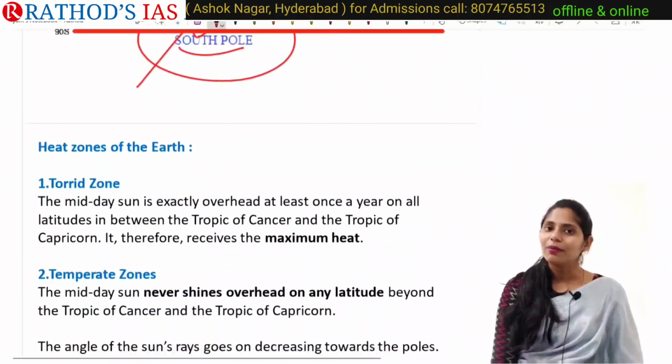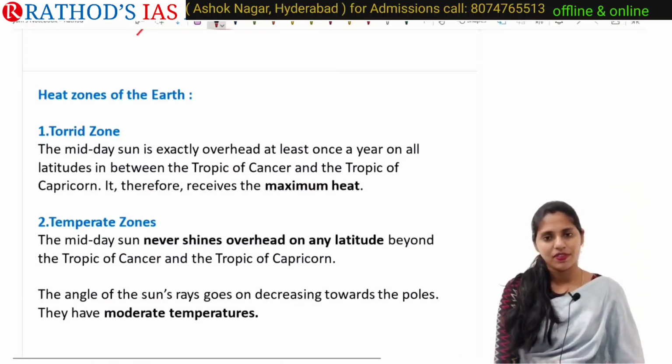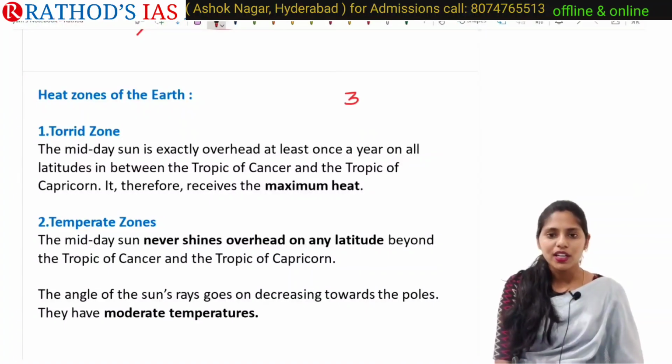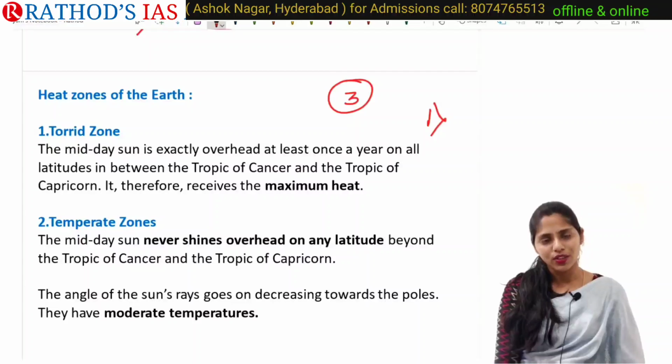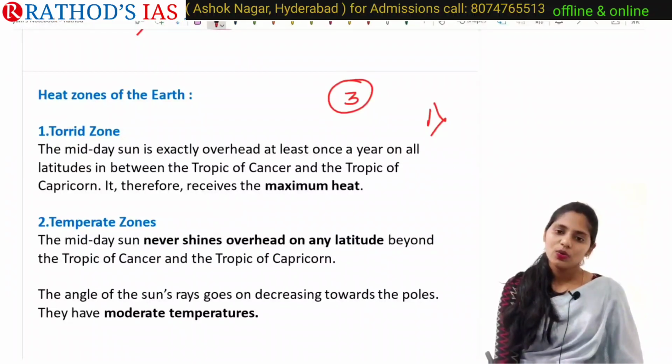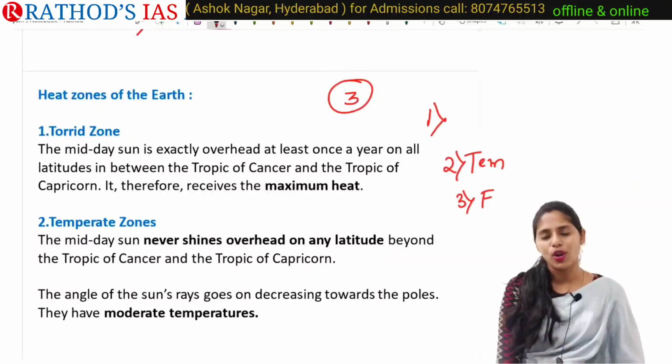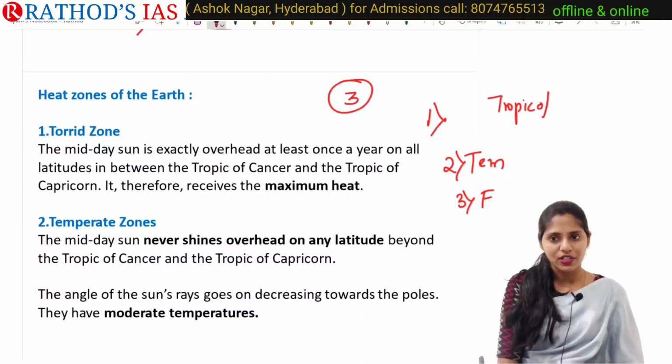Now let us talk about the heat zones of the Earth. There are 3 important heat zones. The first one is the tropical zone, or we can say torrid zone. The second one is the temperate zone, and the third one is the frigid zone or polar zone. The torrid zone or tropical zone is present between the Tropic of Cancer and the Tropic of Capricorn.